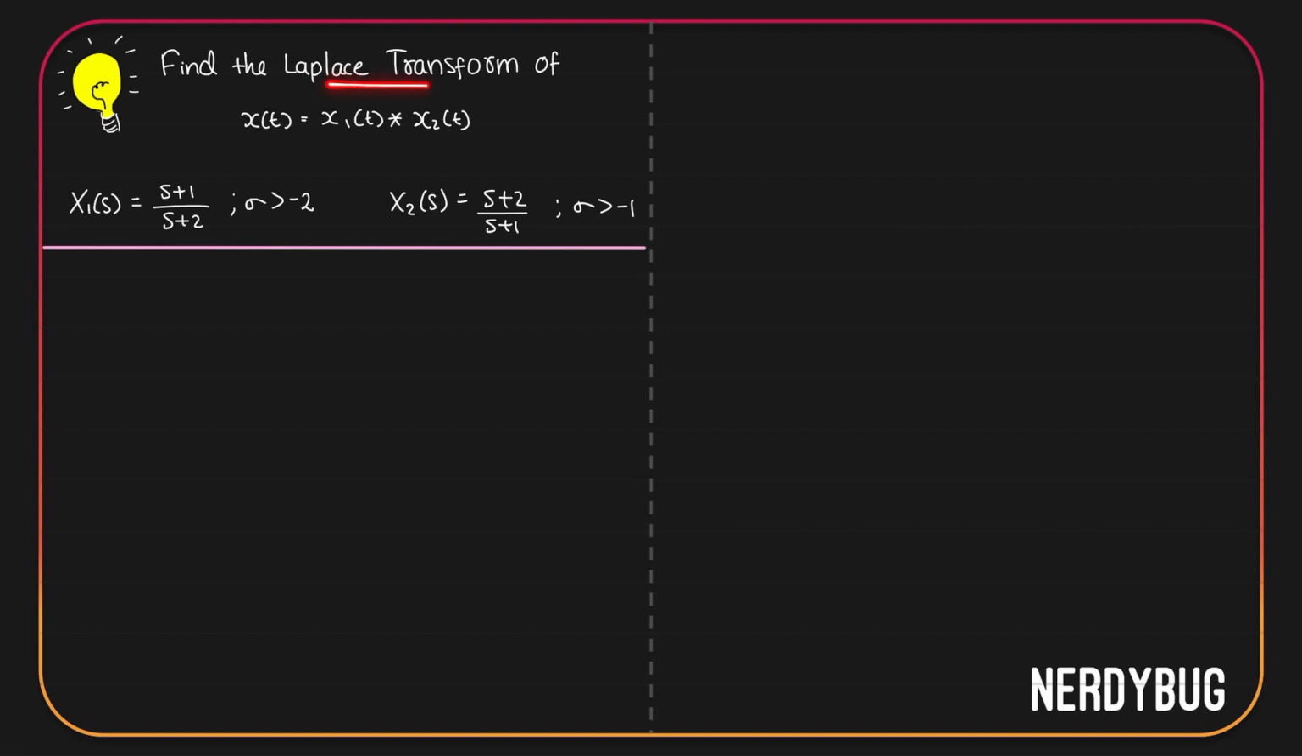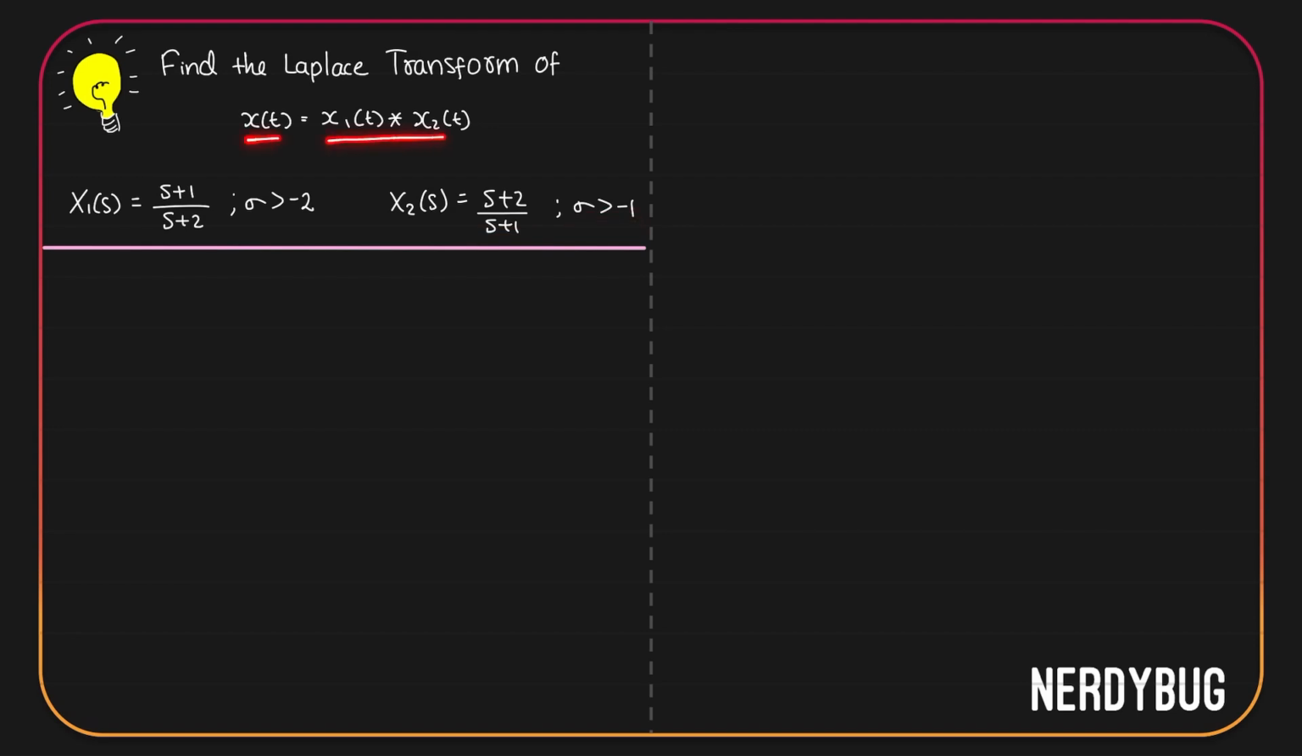We have to find the Laplace transform of x of t. X of t is the convolution of x1 of t and x2 of t. Their Laplace transforms are given. X1 of s is (s plus 1) by (s plus 2), ROC is sigma greater than minus 2. X2 of s is (s plus 2) by (s plus 1). Its ROC is sigma greater than minus 1.